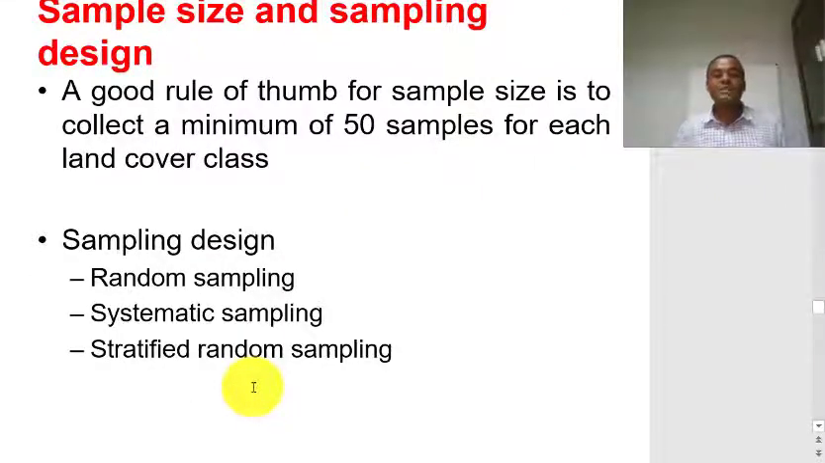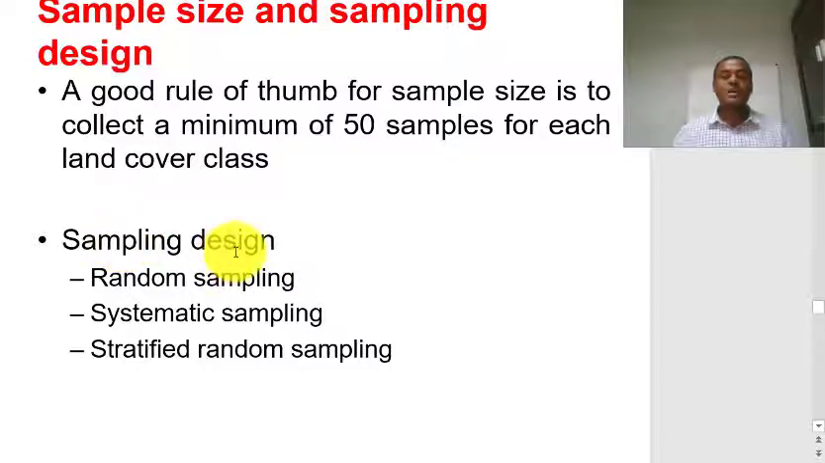So how can you determine the sample size? The sample size can be determined by a rule of thumb. For example, a minimum of 50 samples for each land cover class is expected. If I have 3 categories, 3 times 50 becomes 150 samples I am expected to collect for accuracy assessment. If I have 5 classes, 5 times 50 becomes 250 samples that need to be collected.